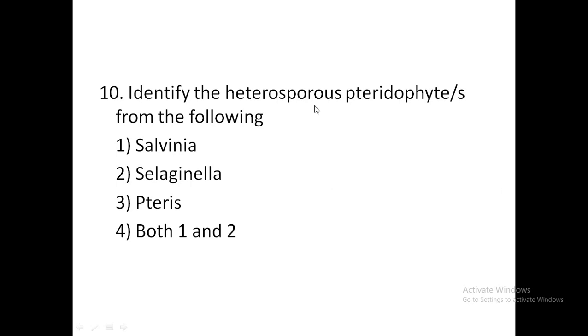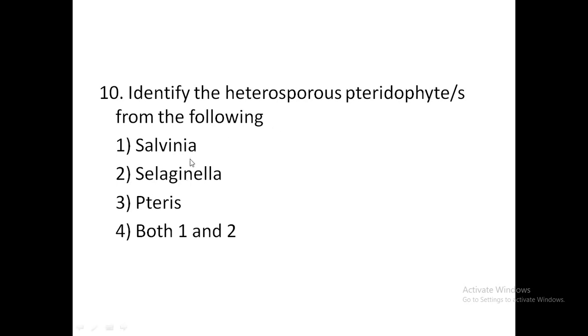Okay, identify the heterosporous pteridophytes from the following. Now, in the given examples, Salvinia, Selaginella, and Pteris, all of them are pteridophytes. Most of the pteridophytes are homosporous. That is, they produce similar sized spores, the same type of spores.